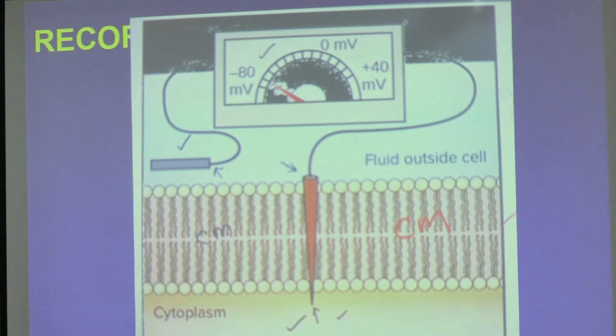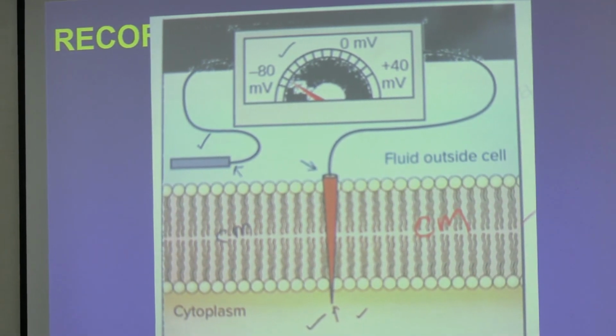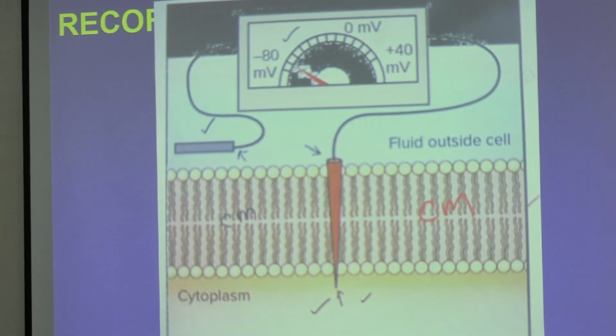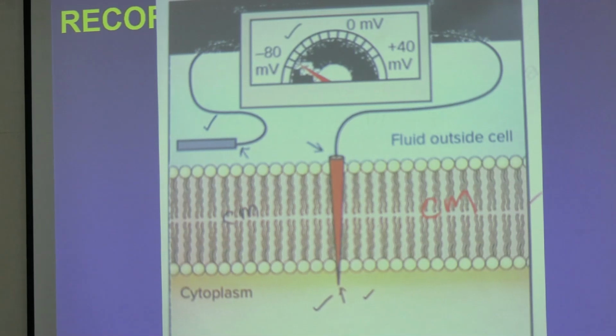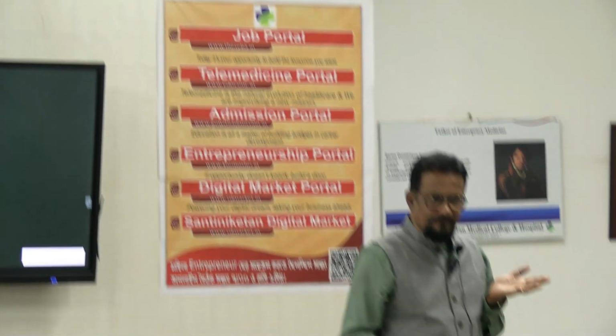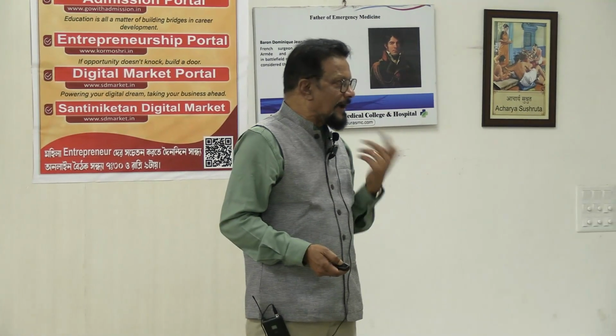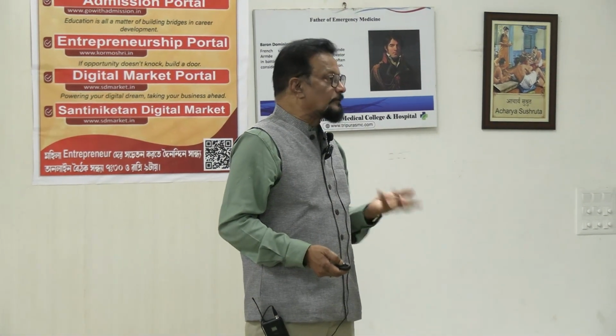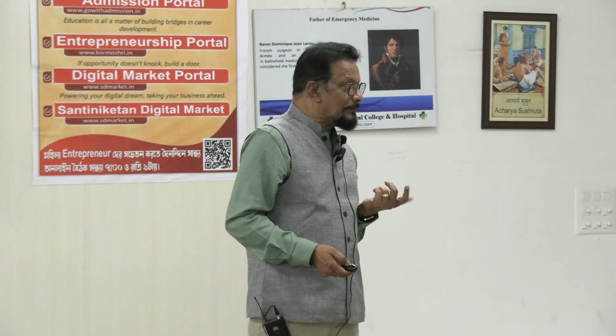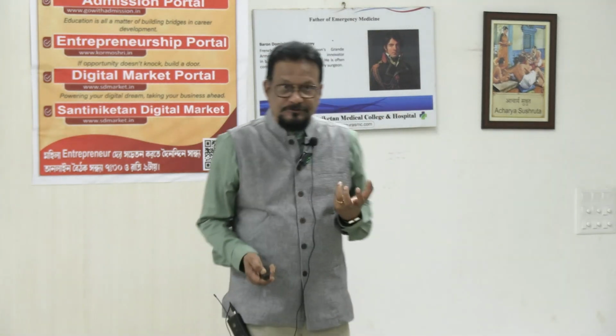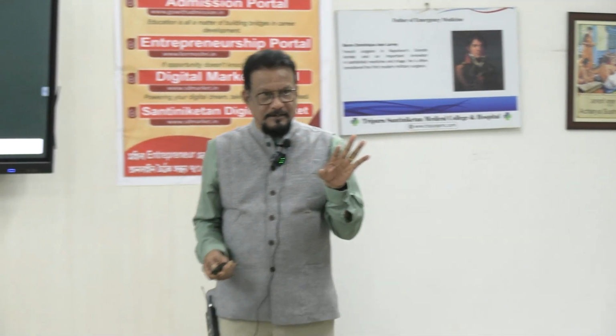It means the difference across the membrane is minus 70 or minus 80 or minus 90 millivolt. It is minus under resting condition. It may vary from 40 to 90 millivolt depending on the type of tissues. Understood?